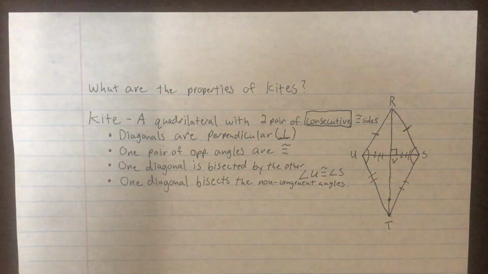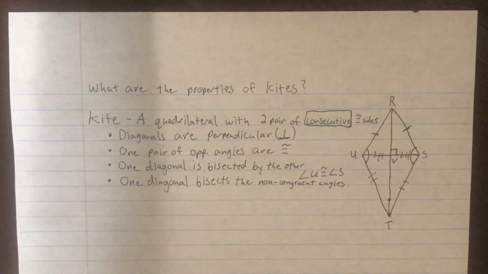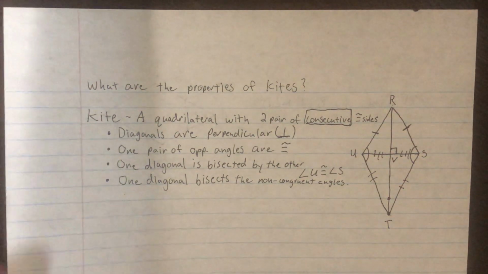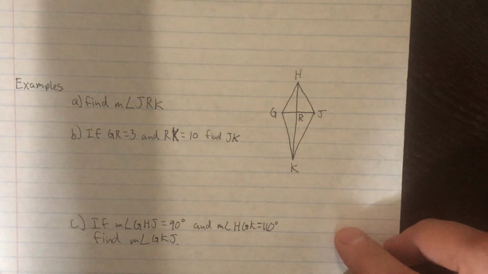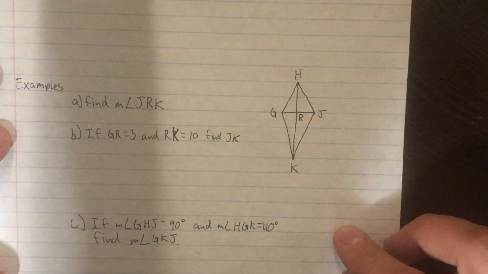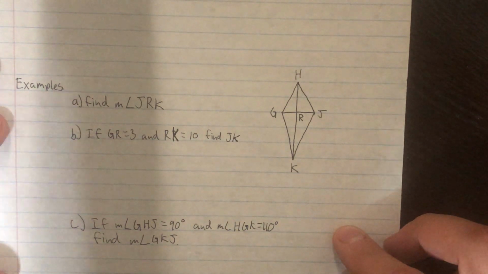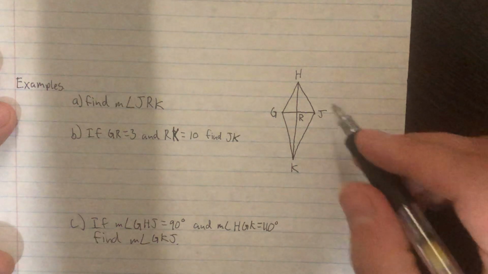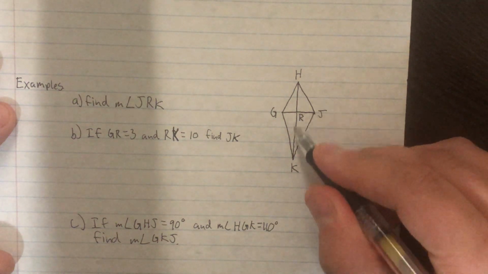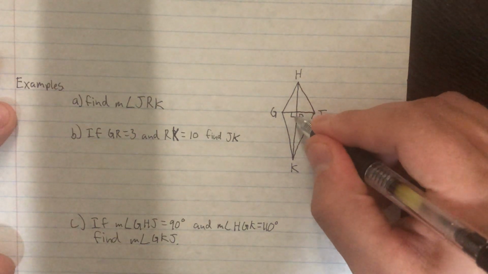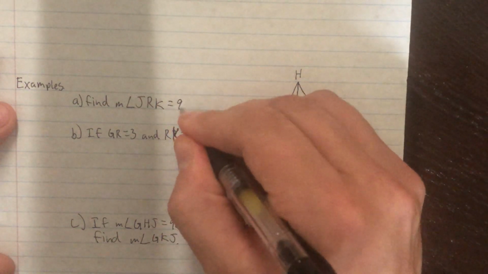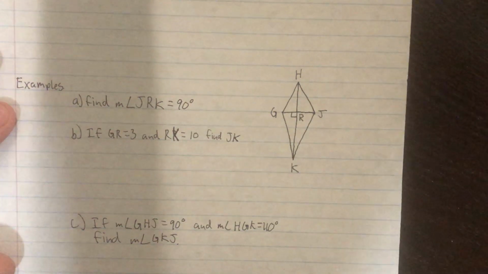So we're just going to roll through two quick examples here, and then that'll be it for our last video for this section. So our first example problem. We have a kite, and we are supposed to find the measure of angle JRK. So let's first identify where JRK is. Angle JRK is right in the middle. Since the diagonals of a kite are perpendicular, it would have to be 90 degrees.